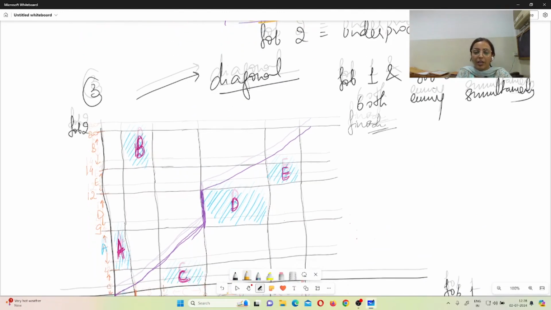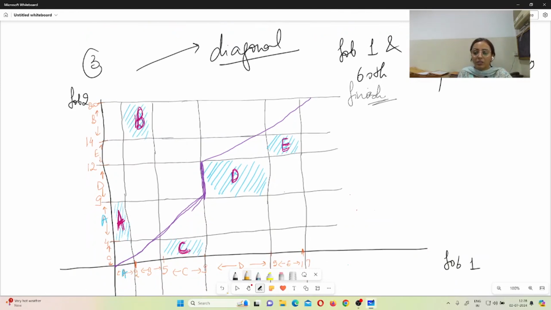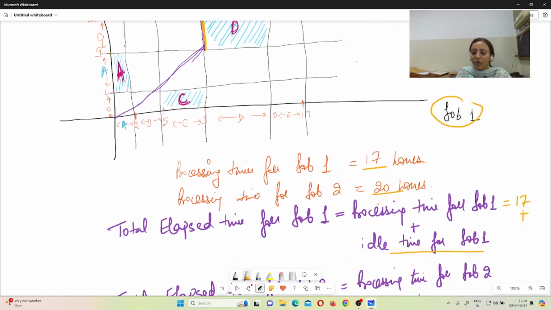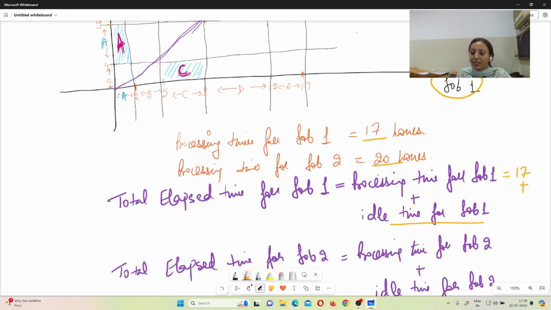So find it over here. This is your job 1, and this is the vertical line, right? So how much does this line indicate? This line starts from 9 and ends at 12. That means 3 hours remain idle. So write it here as the idle time for job 1 is 3. So 17 plus 3, that is 20 hours, is the total elapsed time for job 1.